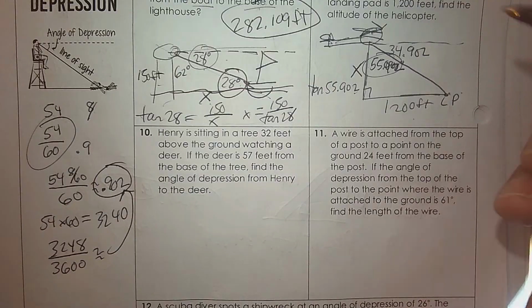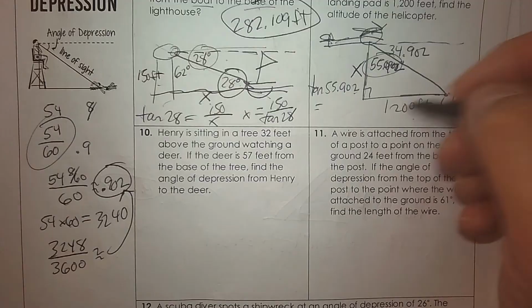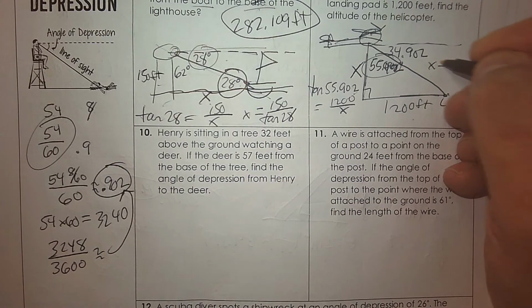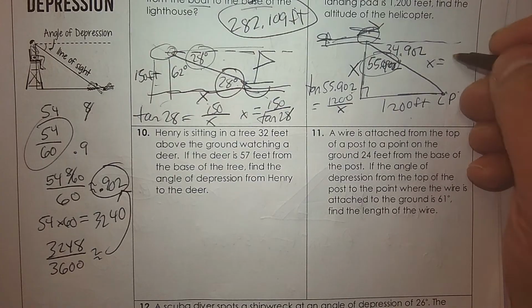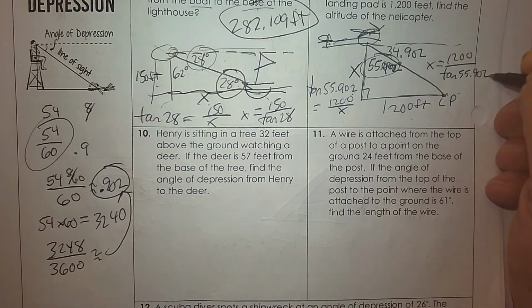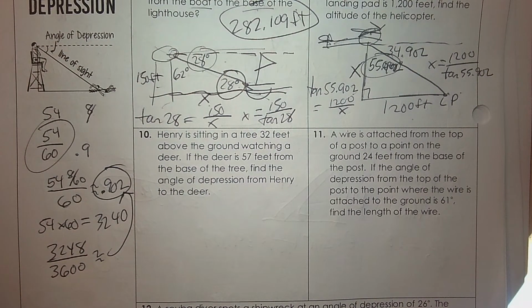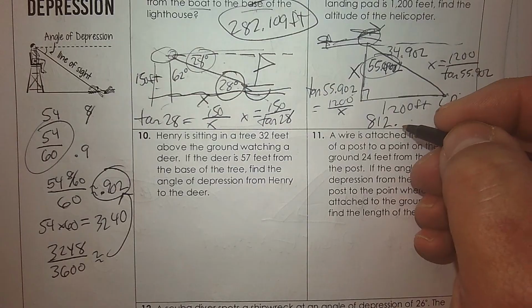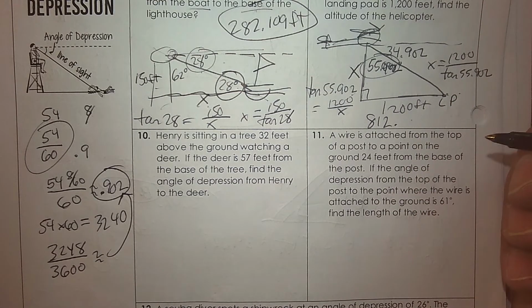Tangent 55.098 is equal to opposite over adjacent. To get x by itself, you would multiply and then divide. It would be 1,200 divided by tangent 55.098. And that's 812.4.